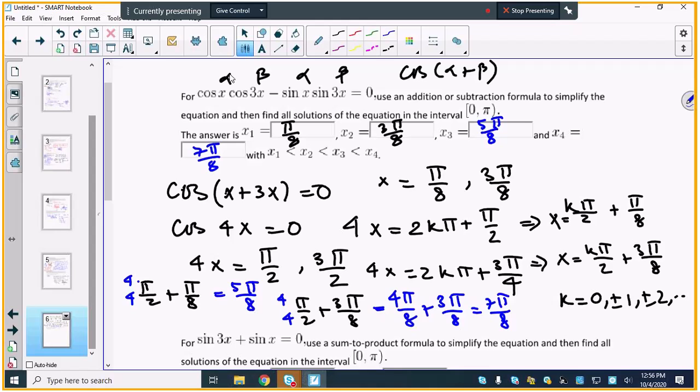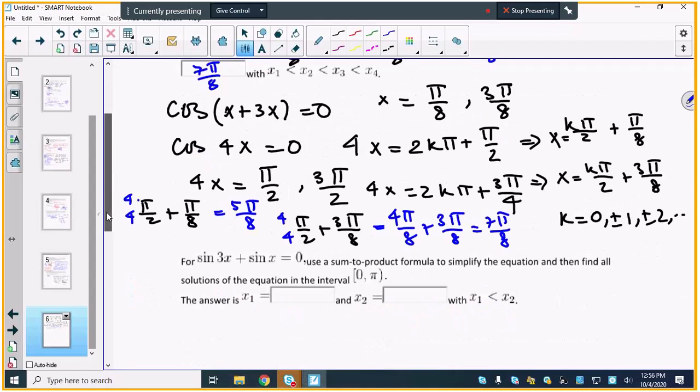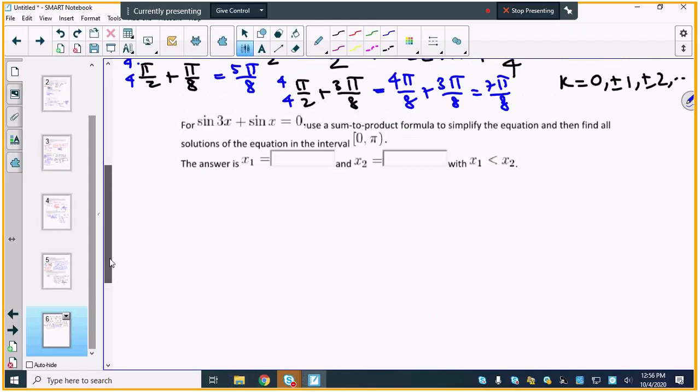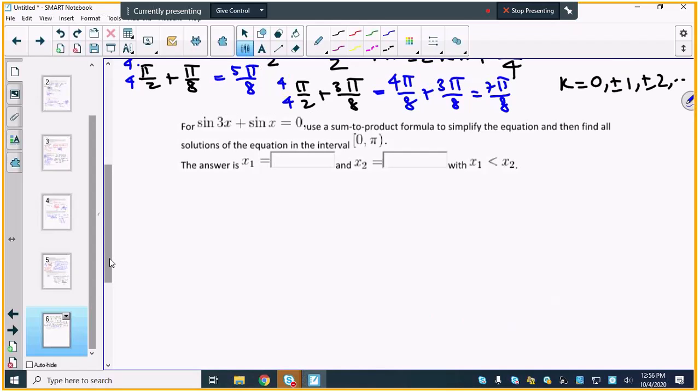Let's do a similar problem. This problem tells me that sine 3x plus sine x is equal to 0. And I want to solve this one for 2 solutions. Both of them should be in the interval of 0 to pi. As a hint, it is telling me use the sum to product formula.